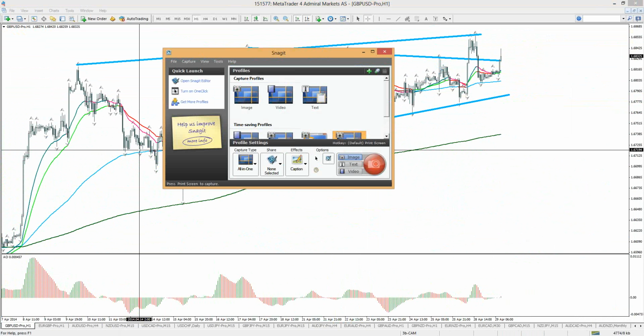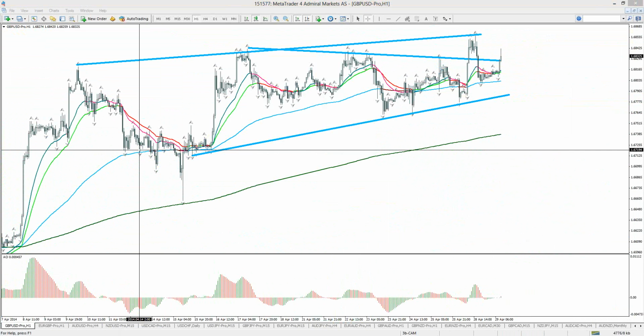169.70. Yes, that's it. 169.70. Exactly, Coco. That's anywhere from there to 170.40, because 170.40 is where there's a very big weekly resistance.